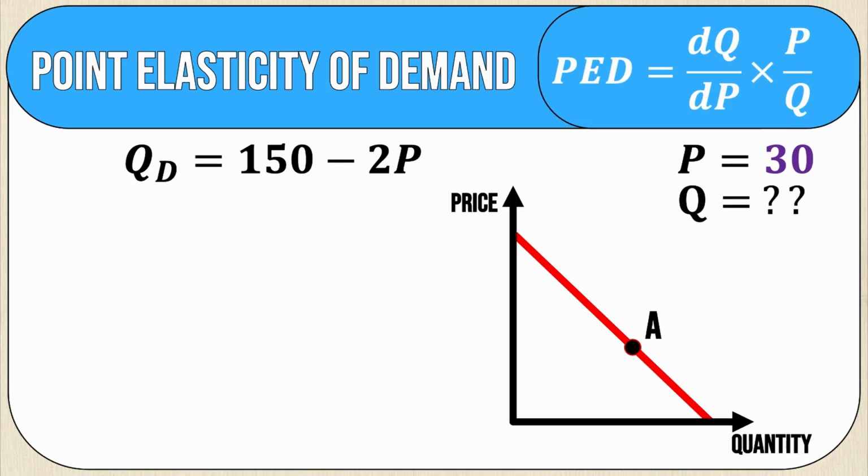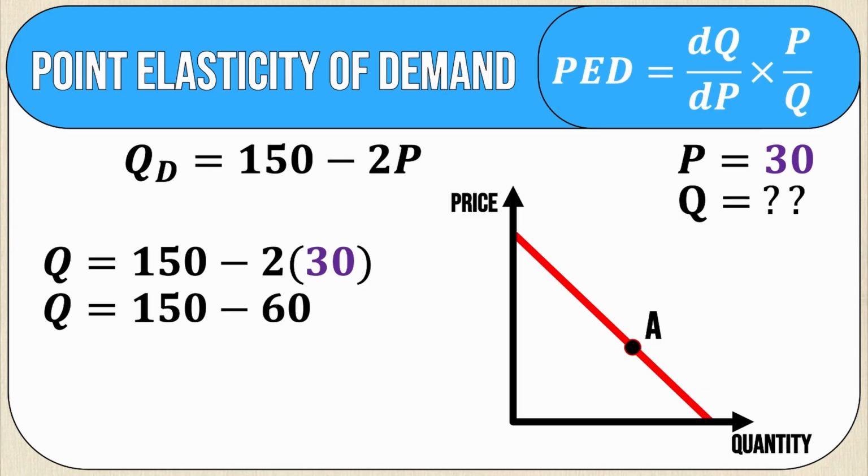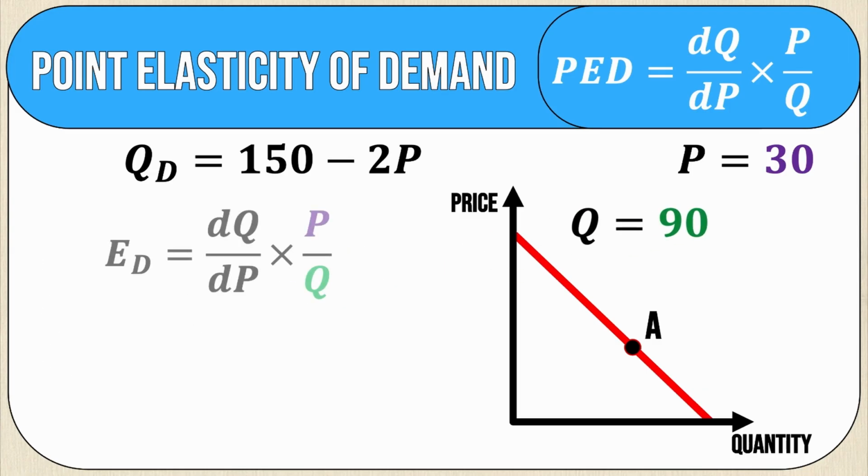And we're going to solve it by substituting in the P value into the demand equation. So if I do this, I get QD is equal to 150 minus 2 times 30. Simplifying, I get 150 minus 60. And then finally, Q must be 90. So now that I know that, let me take note of it. And the only piece of information I'm missing is the derivative of Q with respect to P.